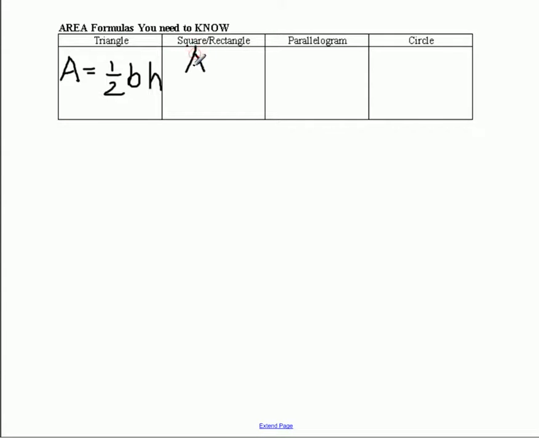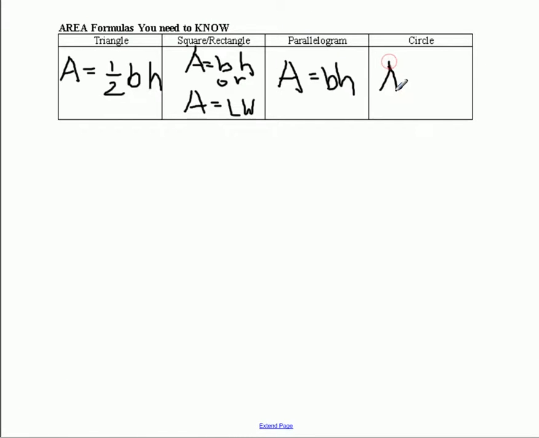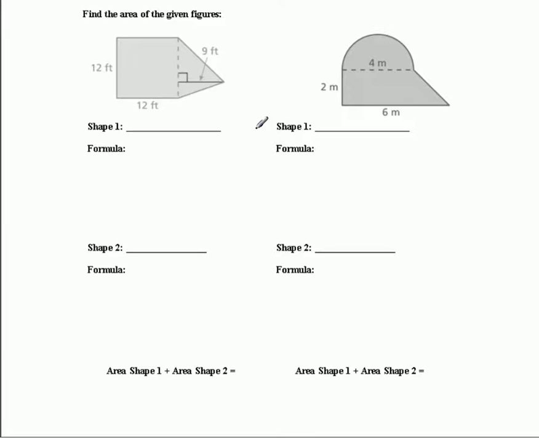You can either write base times height, or if you know the formula, you can also write length times width. Those also work. So up to you. A parallelogram, we know, is base times height. And then my final one is the circle. Looking at my circle, I'm looking for area. There's only one formula for area. Area equals pi r squared. Don't say 2, squared.